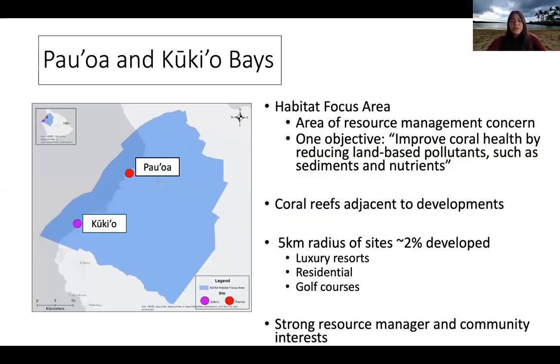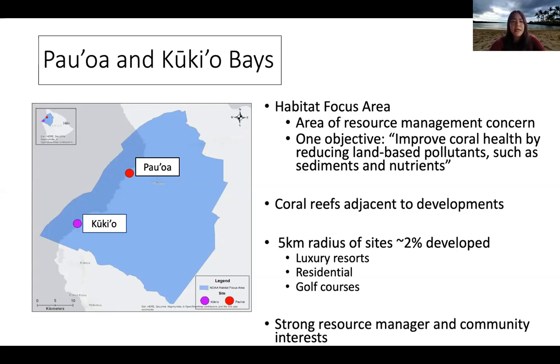So my research took place on the leeward side of Hawaii Island, and my sites were located within the NOAA Habitat Focus Area. This is an area of resource management concern, where one of the objectives was to improve coral health by reducing land-based pollutants such as sediments and nutrients.